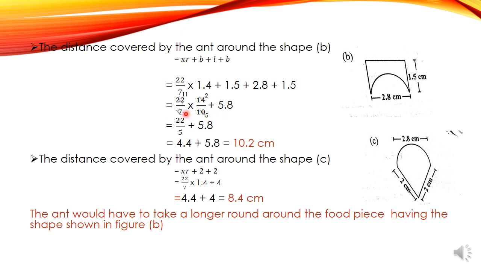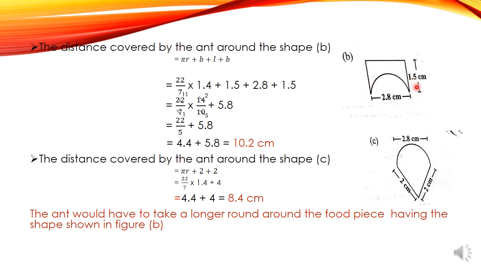Here 7 in 14 goes 2 times. And 10 and 22 we can cut by 2. When we cut 10 by 2 we get 5, and cutting 22 by 2 we get 11. Now 11 and 2 we have to multiply. 11 2s are 22, and downside we have 5. 22 upon 5 plus 5.8. 22 upon 5, dividing, we get 4.4 plus 5.8. Adding these two numbers we get 10.2 centimeter. So the ant has to move 10.2 centimeter around this shape.